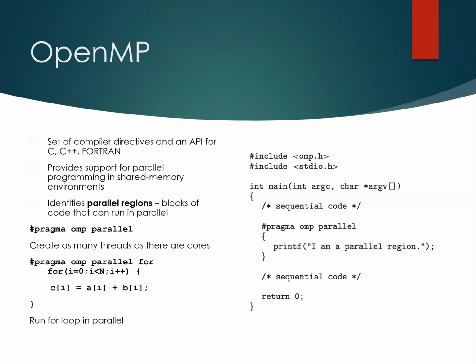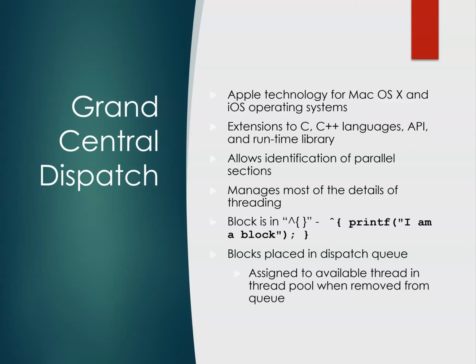OpenMP is a set of compiler directives and an API for C, C++, and Fortran. I've never actually used this. It provides support for parallel programming in a shared memory environment. We create as many threads as we want by using the pragma parallel, and it runs the for loop in parallel. I think this is easy to make mistakes with, though. I don't think it's very clear or explicit.